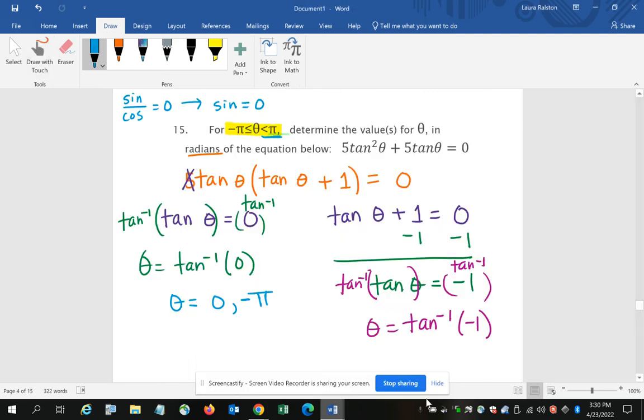So my answers here, for this side, is that theta equals positive 3 pi fourths and negative pi fourths. Negative pi fourths is the same as 7 pi fourths, but that doesn't fall into this interval, so you have to be careful. You got to look at it from the positive and the negative, so be extra careful. Pay attention.